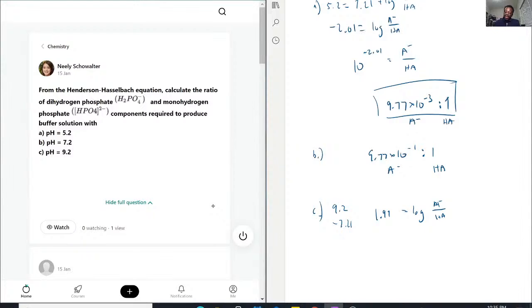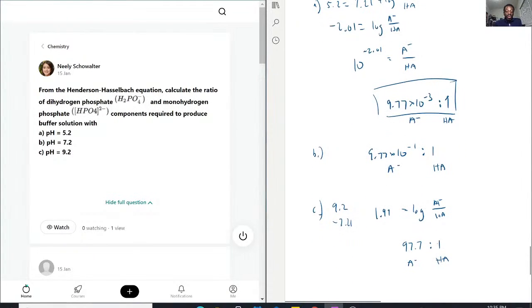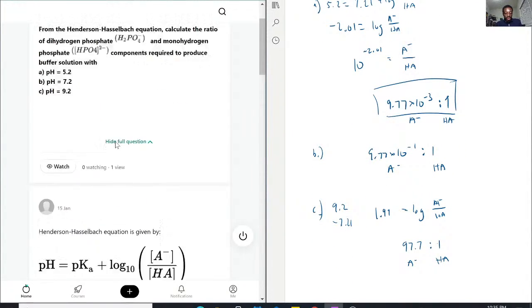And by doing that, we actually see this is a much more intense ratio. We have a 97.7 to 1 ratio between the A minus and the HA. So hopefully we did this all correct. Let's see what our college got based on this.